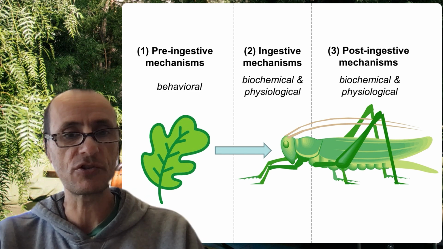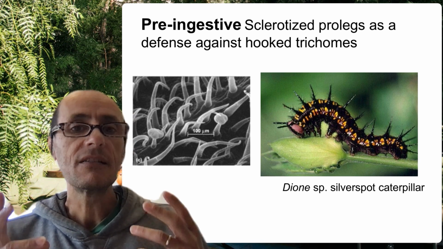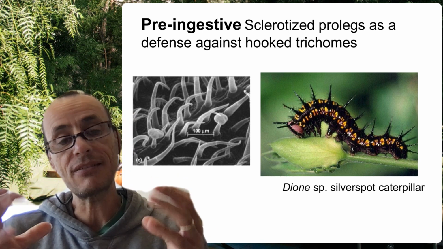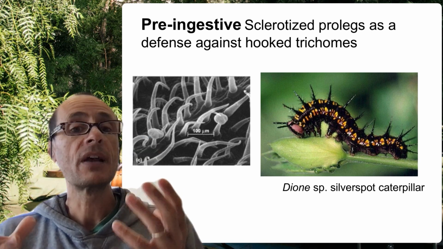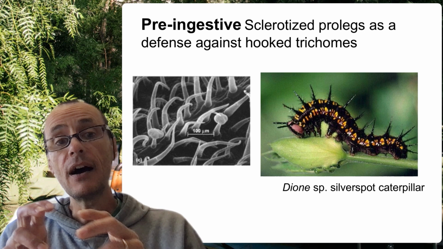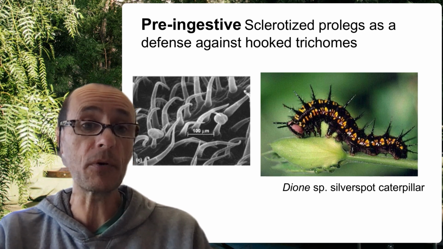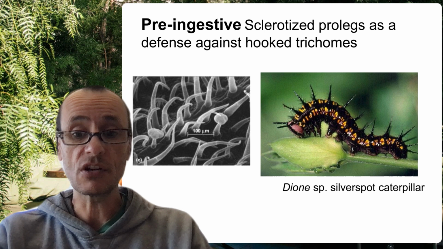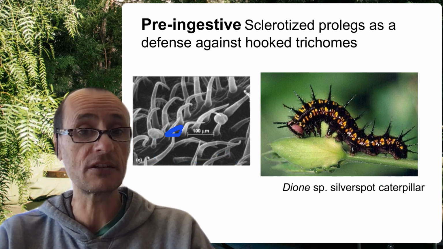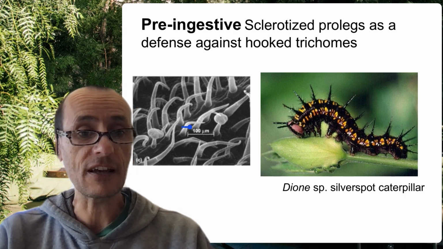So let's start with the first one there, pre-ingestive mechanisms. Basically, this has to do with ways in which insects can deal with the structure of plants and access that plant material or prevent chemicals from getting into the body. So here's an example of a plant defense, the existence of trichomes, of hairy plant structures that we talked about earlier, or leaf toughness or things like that.